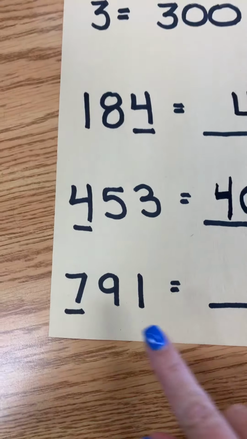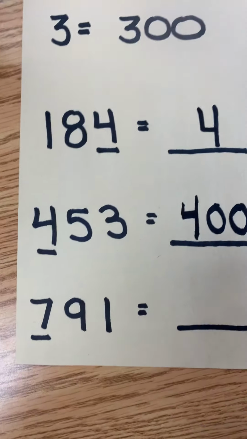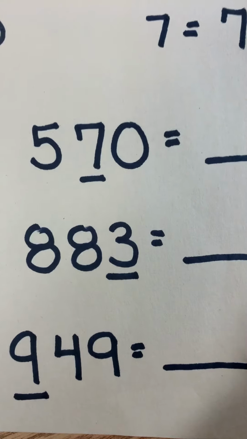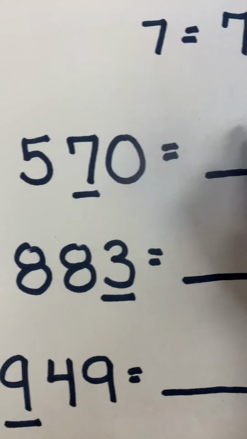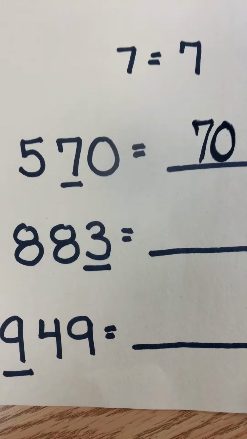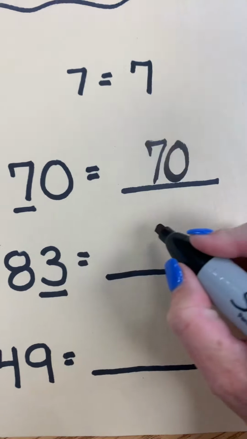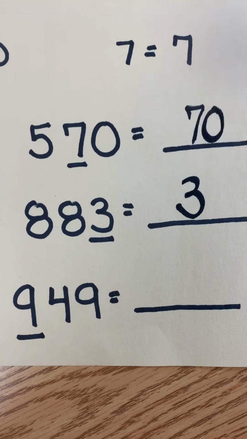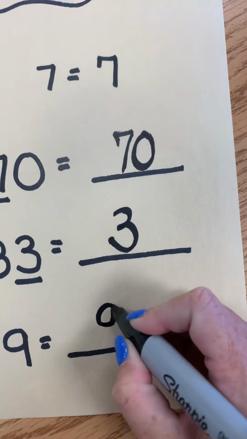All right, again, I have the 7 underlined. This is my ones, tens, hundreds. The 7 is in the 100 spot, so it is worth 700. All right, I have the number 570. The 7 is in the 10 spot, so it is worth 70. Not 7, not 700, just 70. The number 883. The 3 is underlined. It is just the single digit because it's in the 1 spot. And then 949, I have the 9 underlined here. It's in the 100 spot, so it is going to be worth 900.